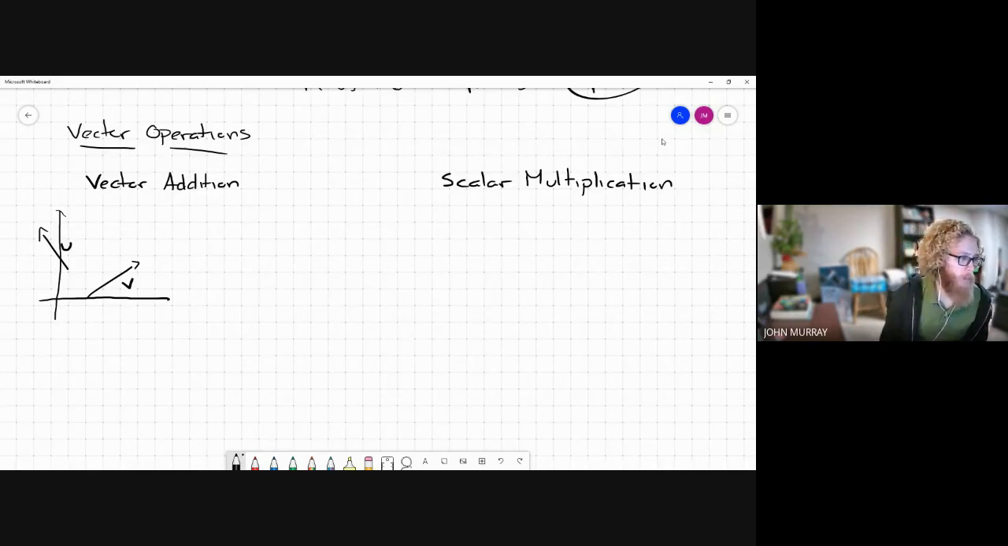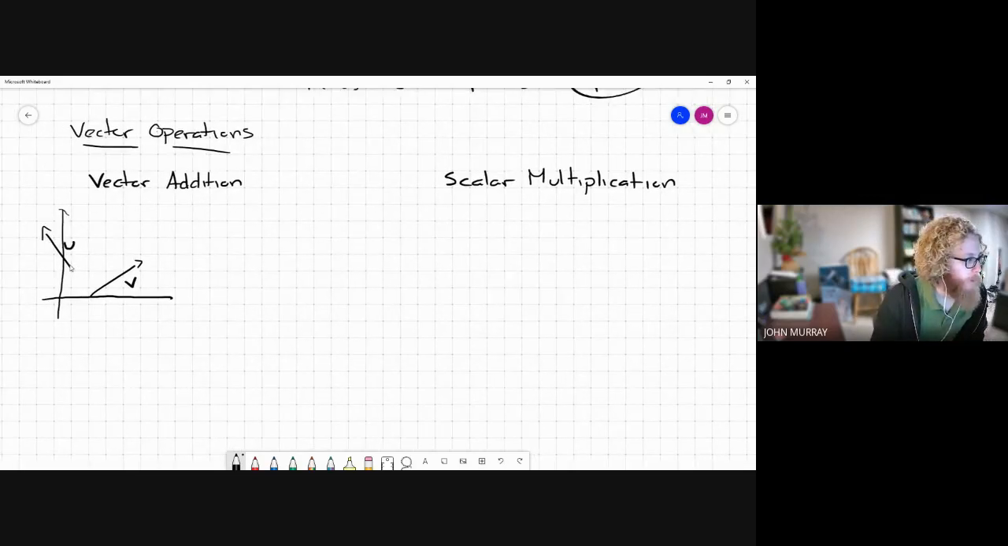With vector addition, what we do is we move one of our vectors. Can I do it? Oh no. Trying to be fancy, but it's not working.